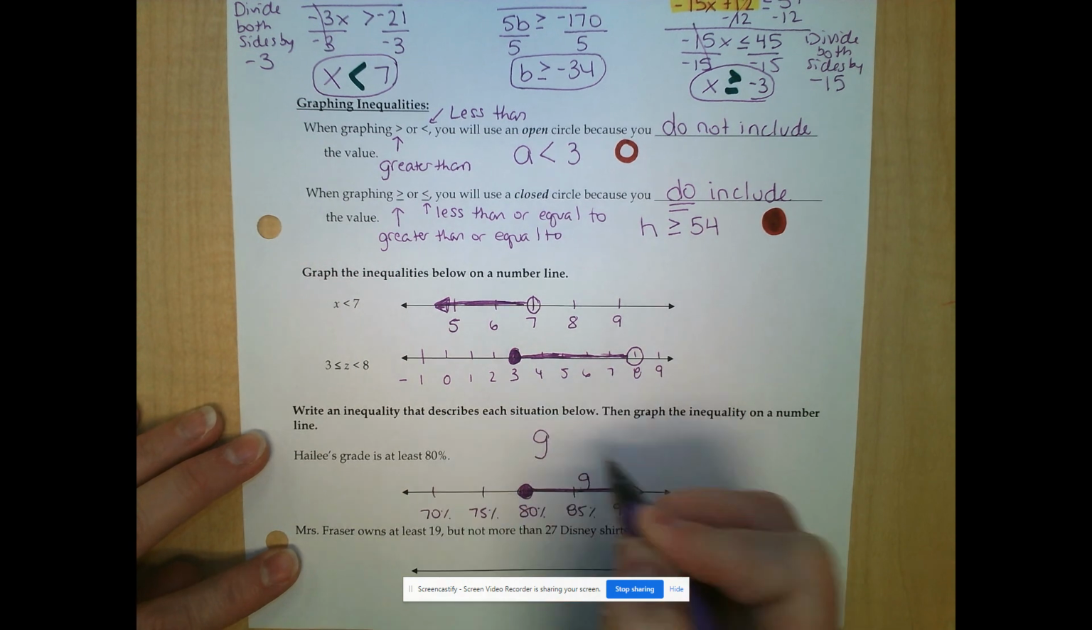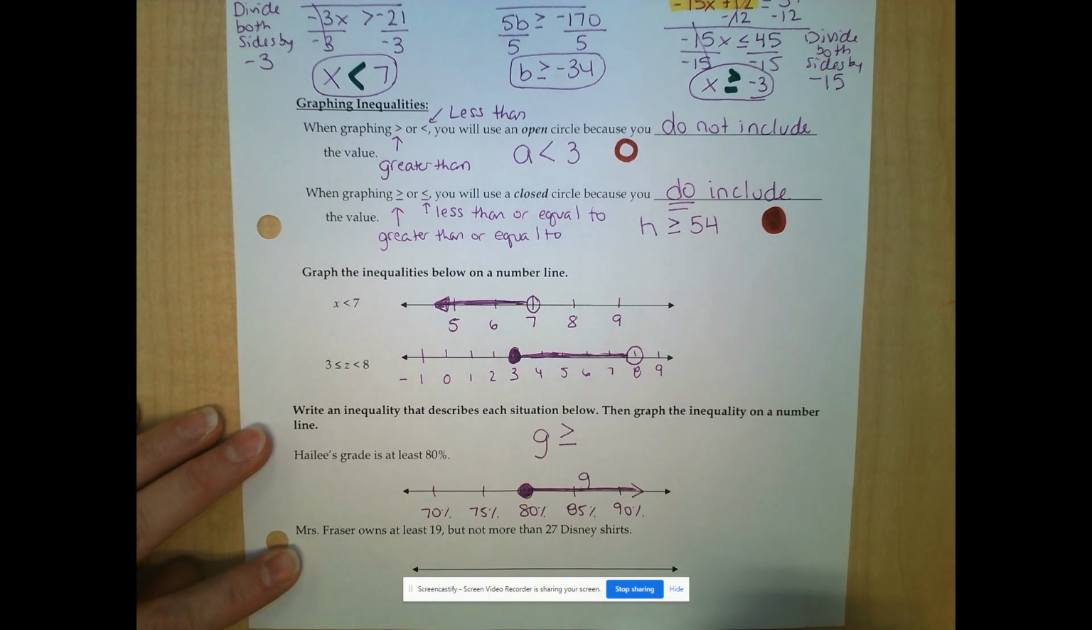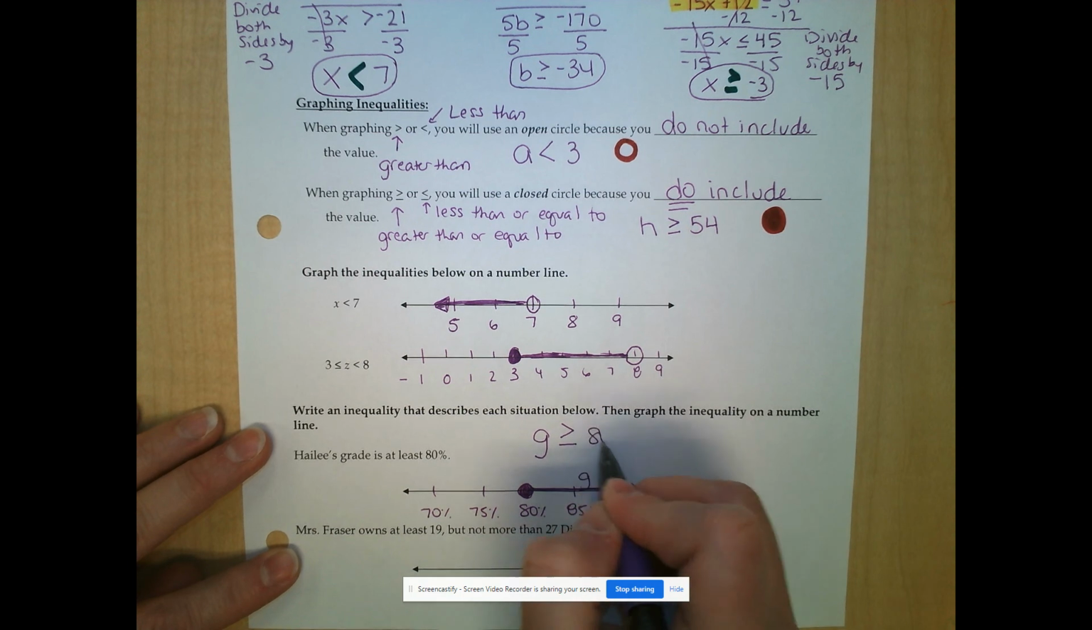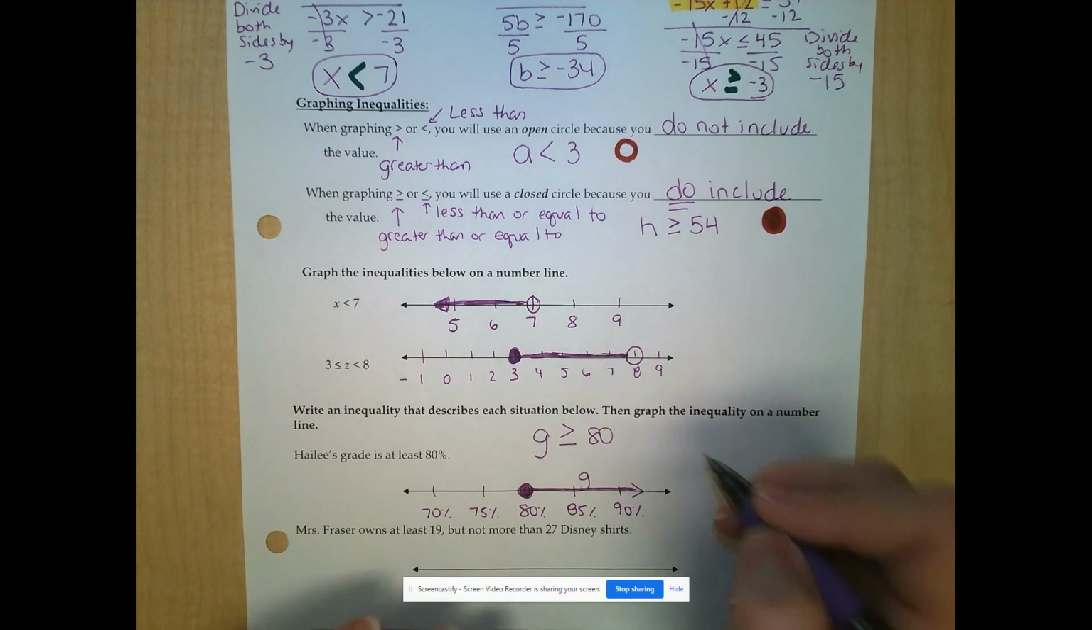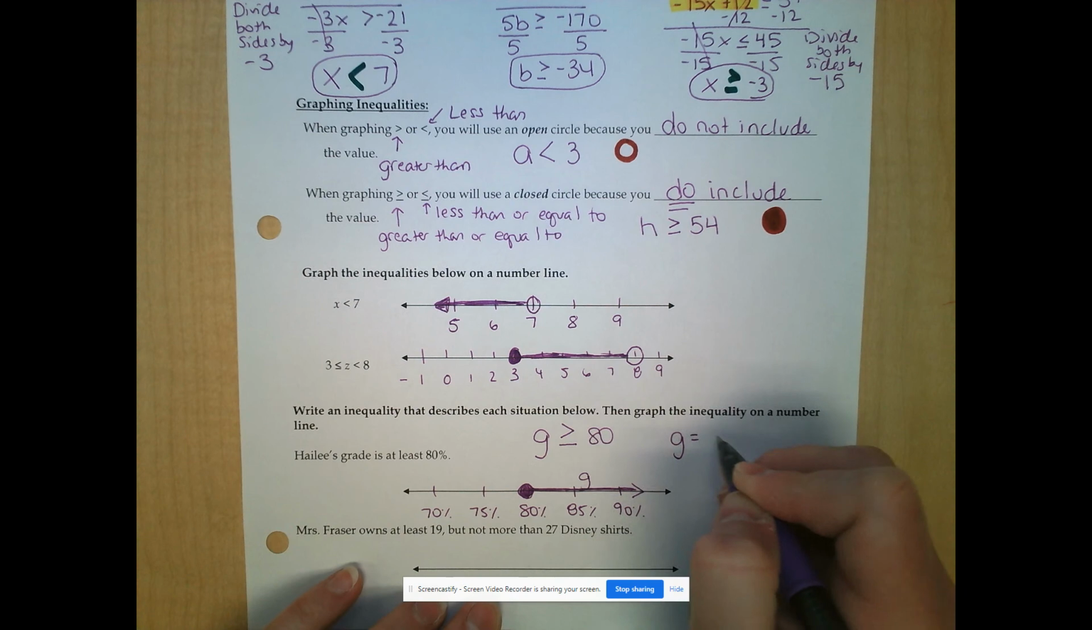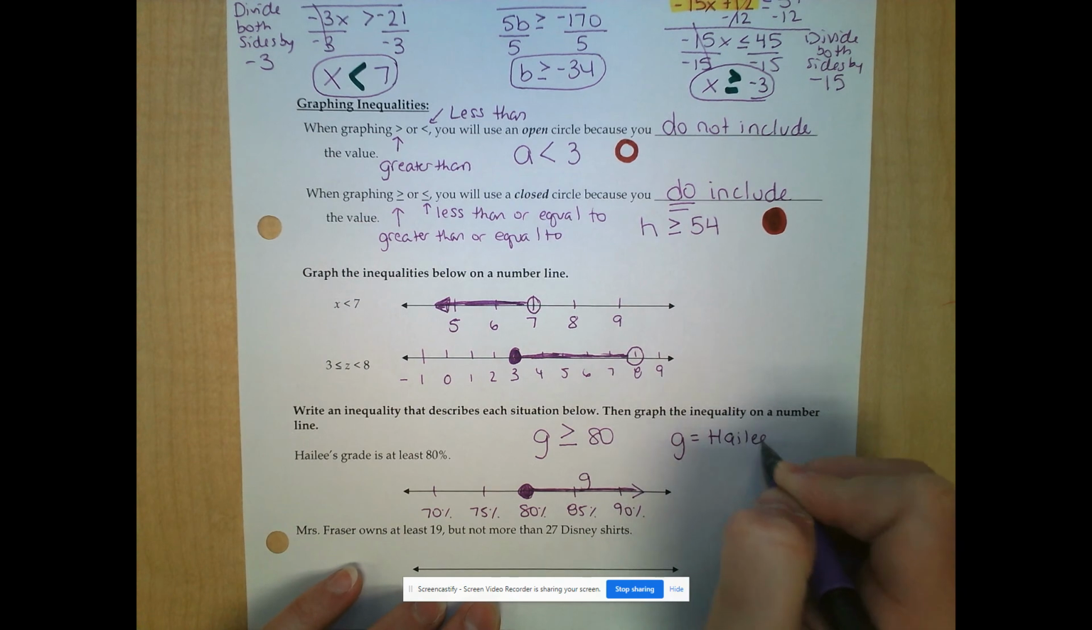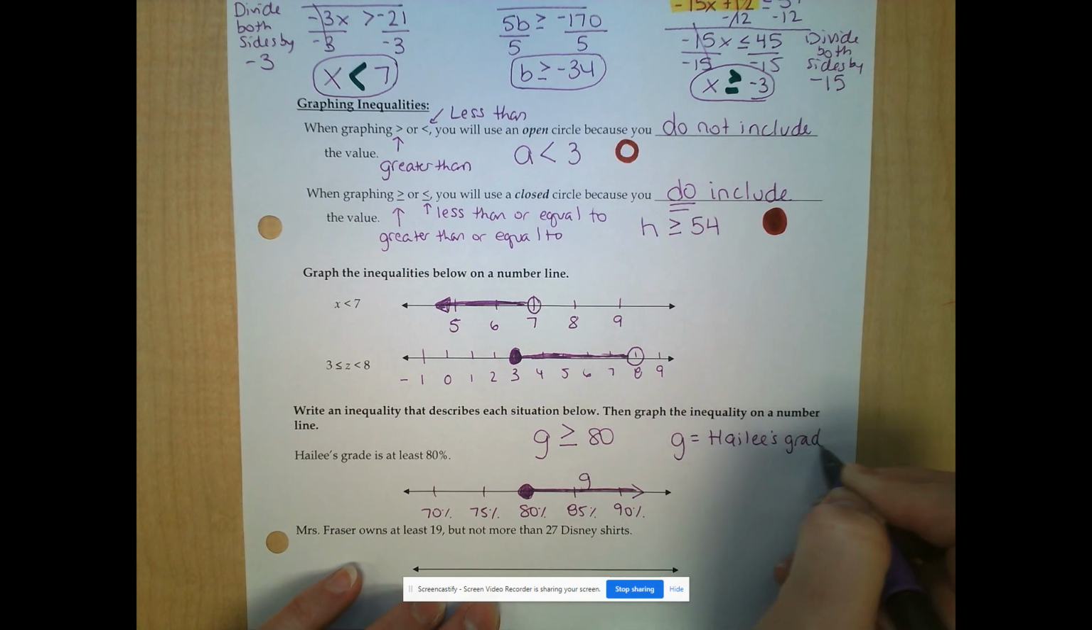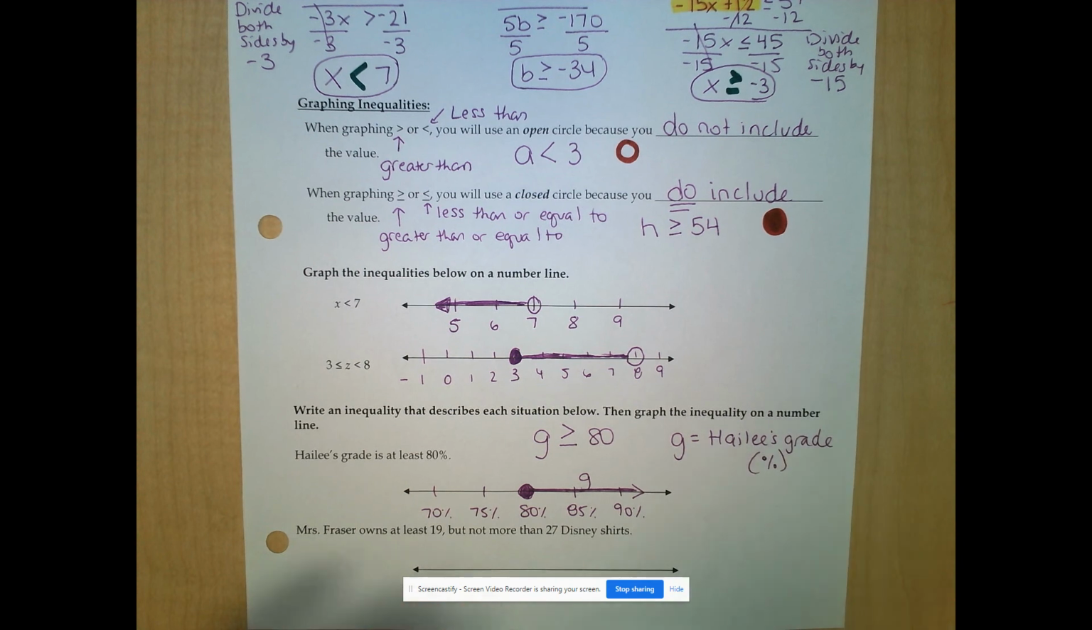So her grade has to be greater than or equal to, right? It could be an 80 or it could be greater than an 80. So greater than or equal to 80. We also need to define our variable. G is going to stand for Haley's grade. We might even put that it's in percent form.